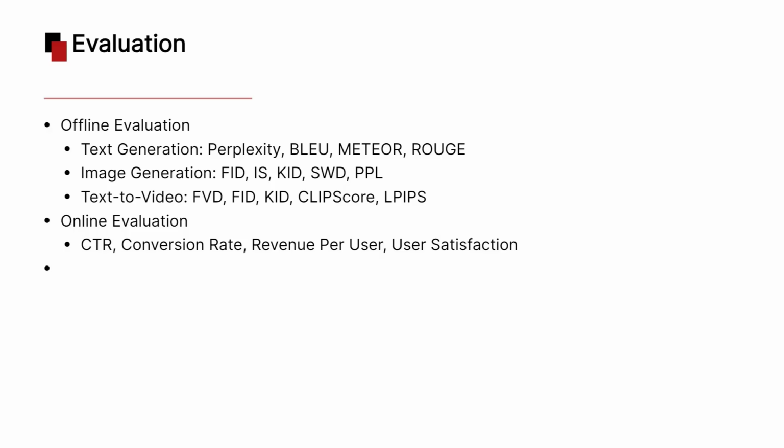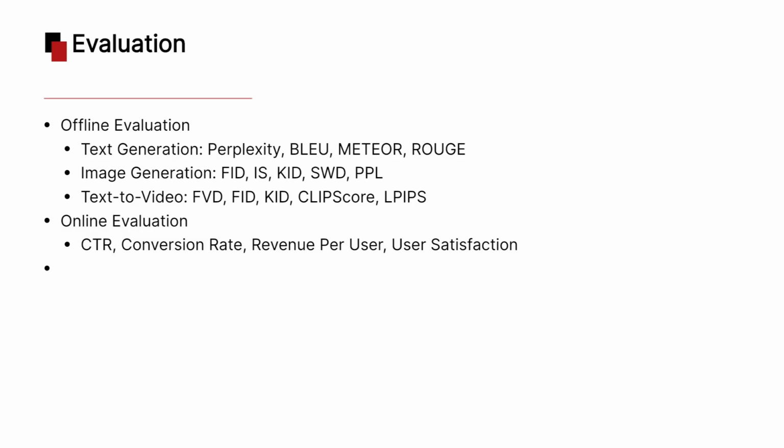In the evaluation phase of a generative AI system, we assess the model's quality and effectiveness both offline and online. Offline evaluation focuses on controlled, repeatable tests using benchmark datasets. For text generation, we look at metrics like perplexity, how well the model predicts the next word, BLEU and METEOR, alignment with human-written references, and ROUGE, overlap in n-grams, often used for summarization.